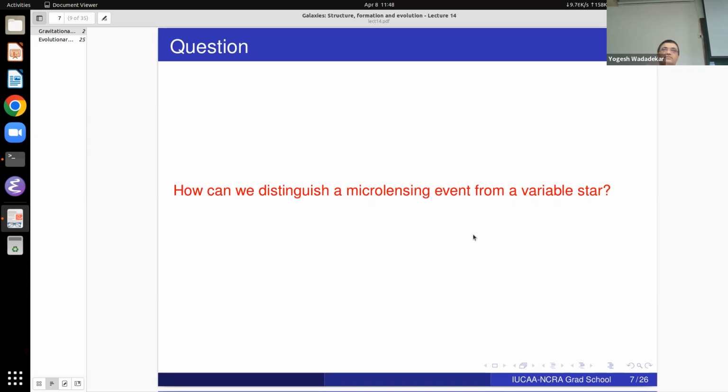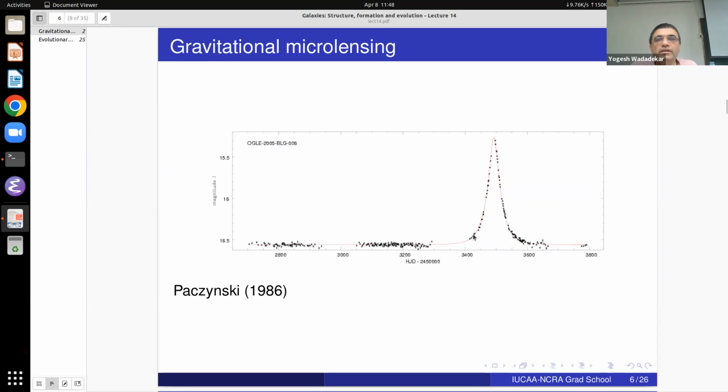Yes, yes. So that's the question. It can be a variable star also. The lensing light curve is derived from the lensing equations. I don't remember what form this is, but it can be derived from a point source being lensed by another point source.